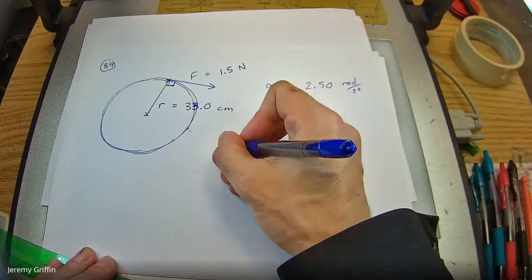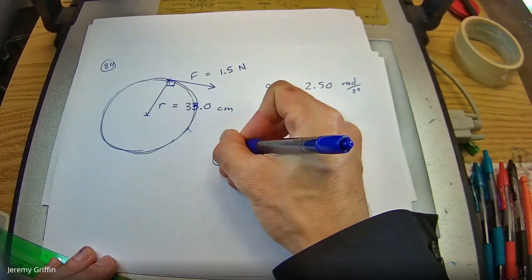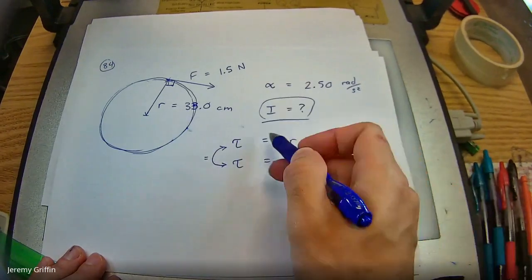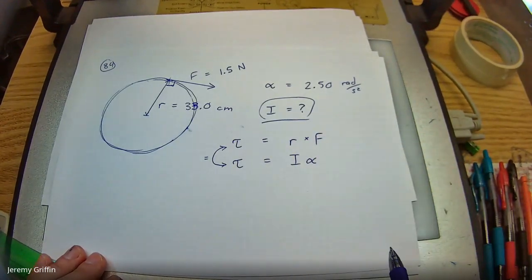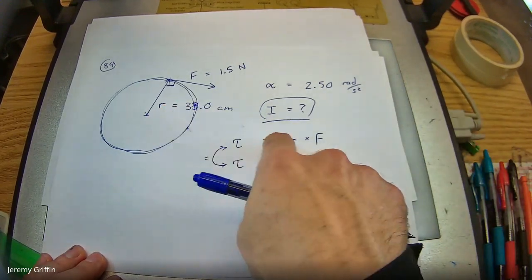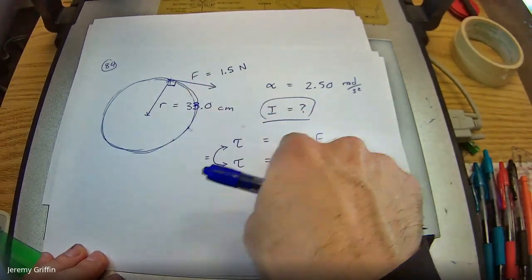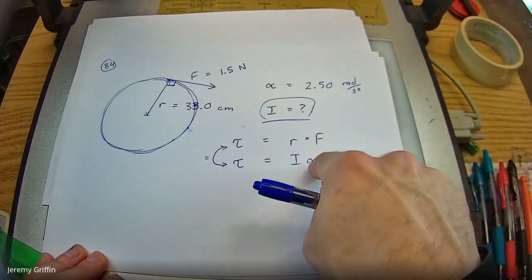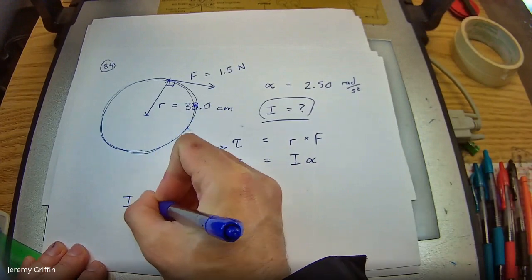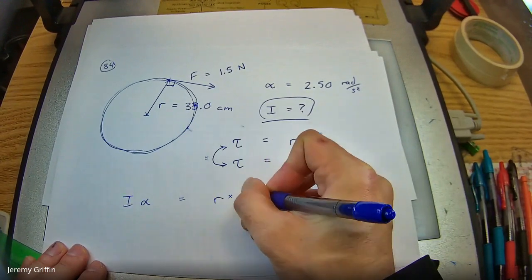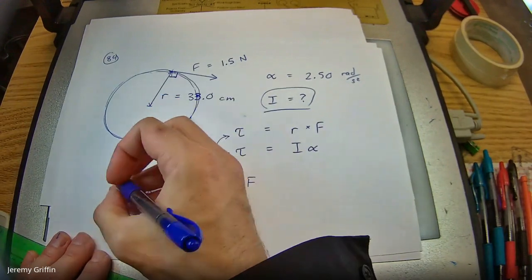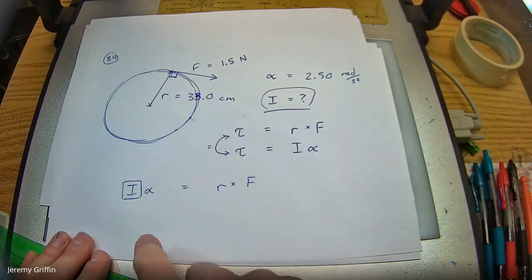Okay. What we're going to do is take these two expressions for torque, two different ways of looking at torque, and just set them equal to each other. Say this expression for torque is equal to this expression for torque. Why? Because we have three of these four variables. There's R, there's force, and there's alpha. You solve for I. So I times alpha comes from R cross F. Trying to solve for what's the rotational inertia.